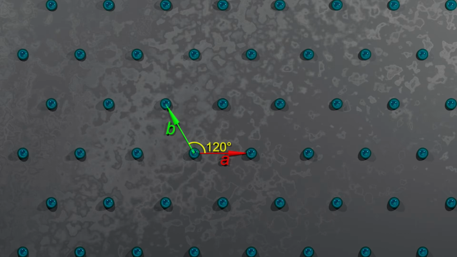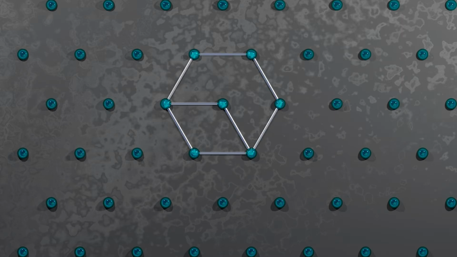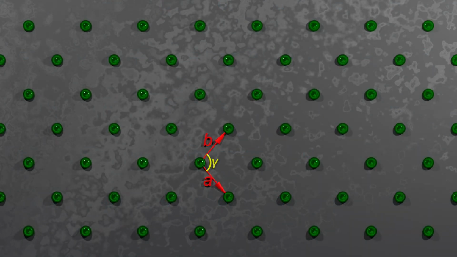There are 2 more cases we need to consider. When A and B have the same length and the angle between them is exactly 120 degrees, we describe this as a hexagonal net. Although the simplest unit net is not a hexagon, it's easy to see how a hexagon can be constructed. When vectors A and B have the same length, but the angle between them is not 90 degrees, we could describe this as an oblique net, but this obscures the full symmetry of this particular net.